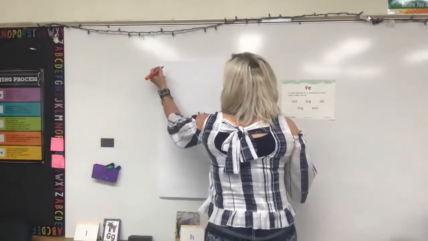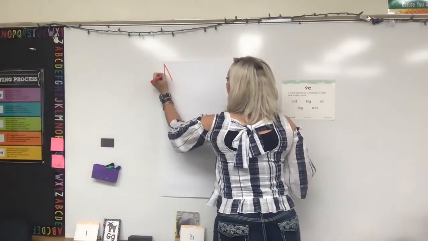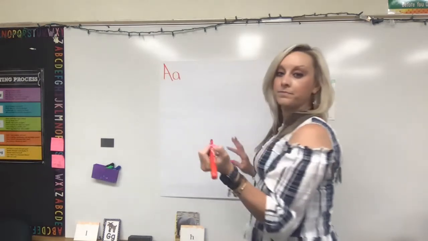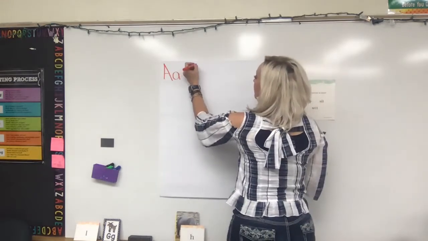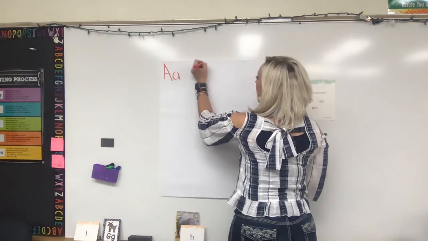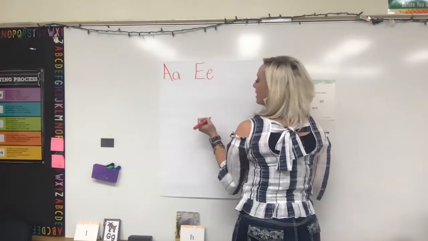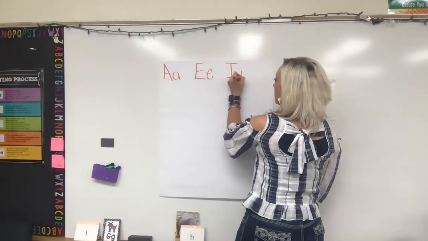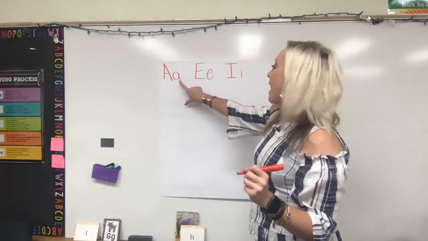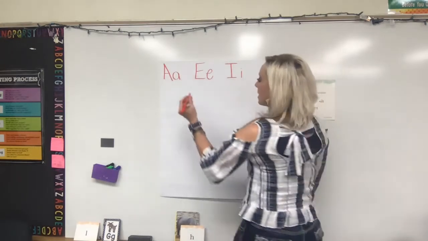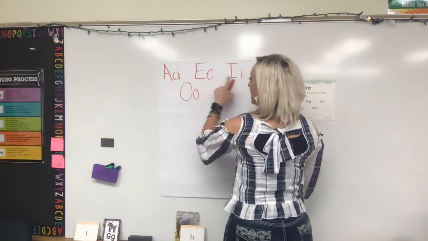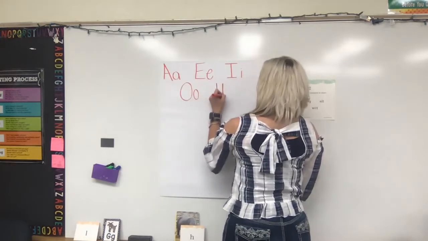So let's look at those a little bit bigger. This is my capital A and my lowercase a. The next one we have is E. This is my capital E, my lowercase e. Capital I, lowercase i. A, E, I, what comes next? O, good. And then we have A, E, I, O and U.